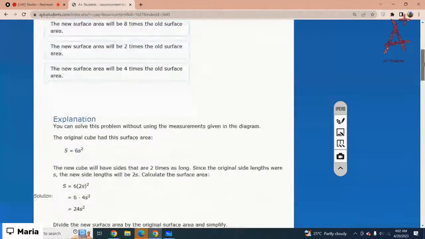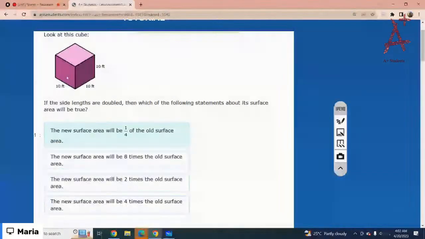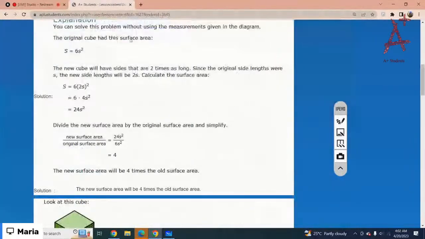First of all, you have to calculate the surface area for the given measurements. For a cube, the surface area is 6s squared. Now you double the side length. Double means 2s. So it would be 6 times 4s squared, which is 24s squared. You divide 24s squared by the original value, 6s squared. That means the new surface area will be 4 times the old surface area.